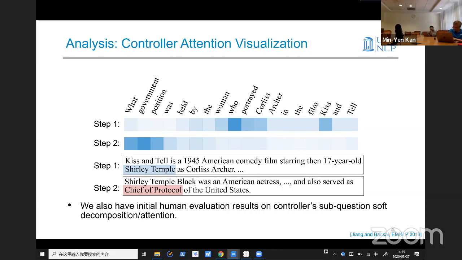More importantly, in this way they have some kind of visualizations. As you can see here, in step one they focus on the close part of this sentence, and then in the next step they focus on the top parts. In this way, you can actually gain some intuitions about how the neural network works rather than just a black box end-to-end.